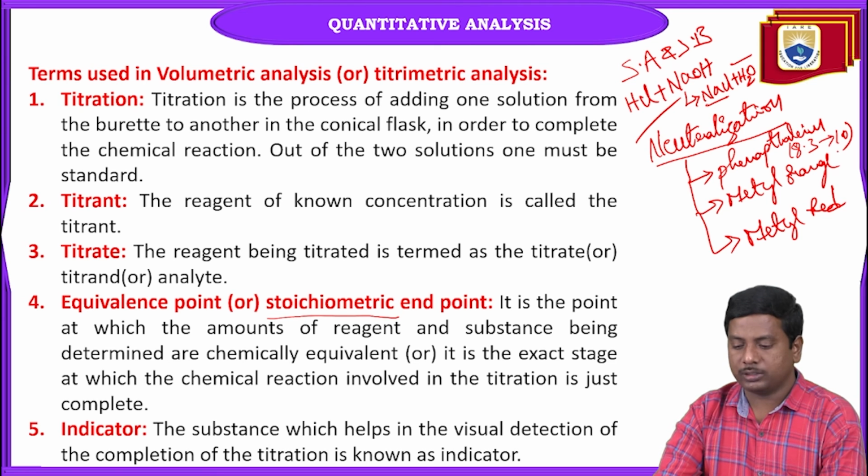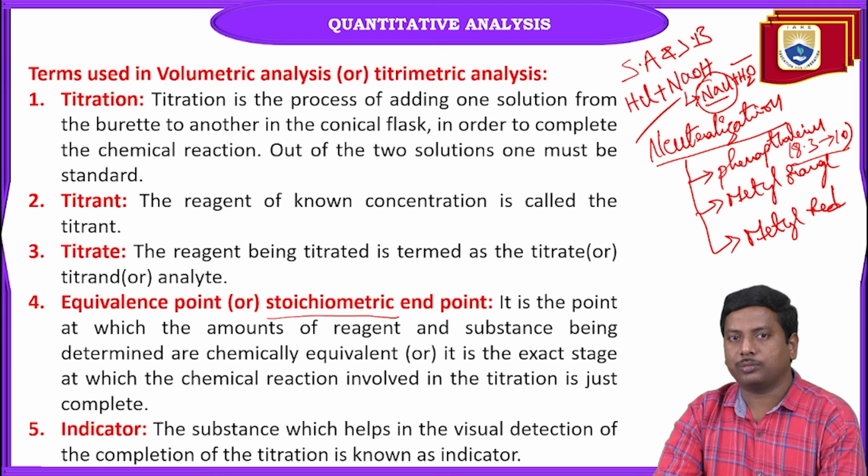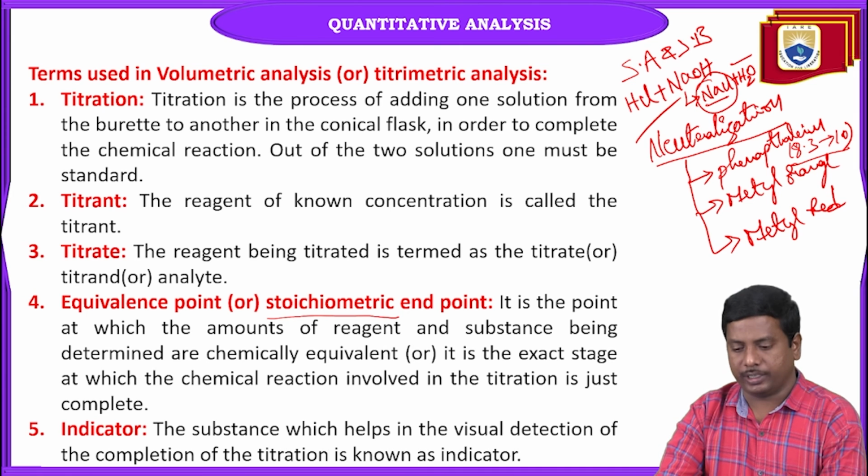So the equivalence point of the reaction, that means the sodium chloride and water present at the equivalence point, lies within the range of 8.3 to 10. So depending upon the match between the equivalence point and the pH range of the indicator, we can choose the suitable indicator for the required reaction. So that is the importance of equivalence point.